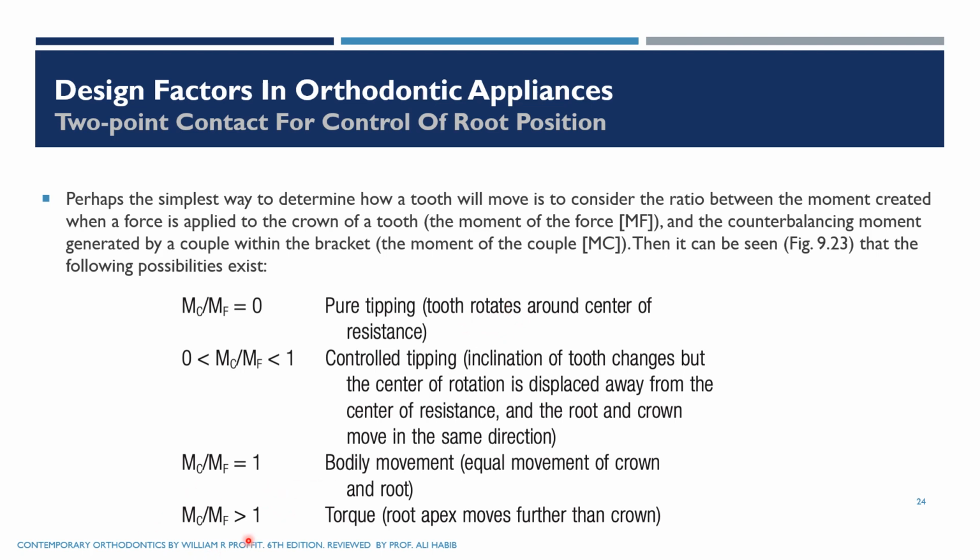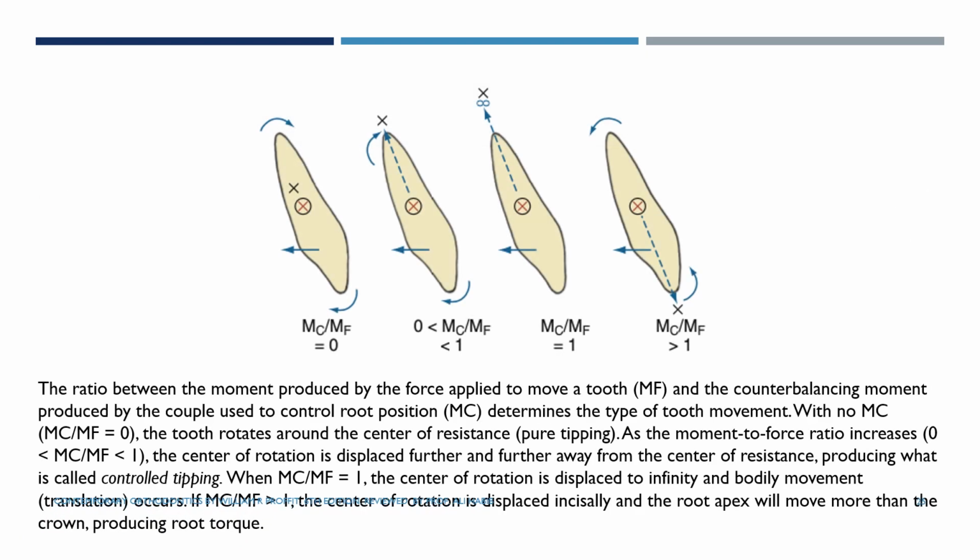If we have the opposite, that the ratio of the counteracting moment over the moment of the force is more than 1, then we expect to have torque or root movement. So this is how we control our movement, balancing these two moments: the moment of the force versus the counteracting moment, or the moment of the couple.